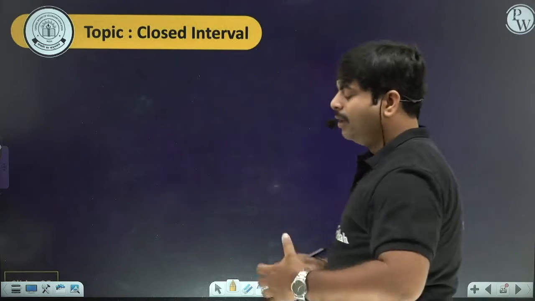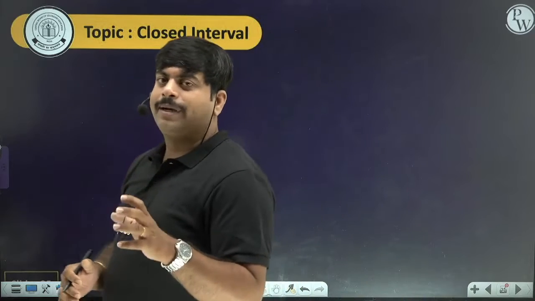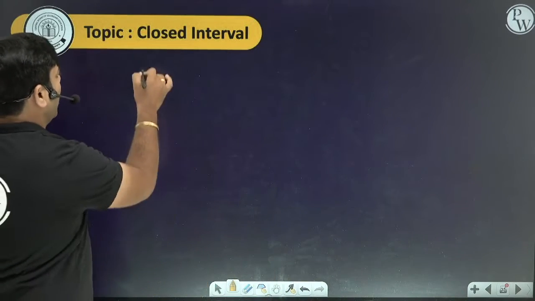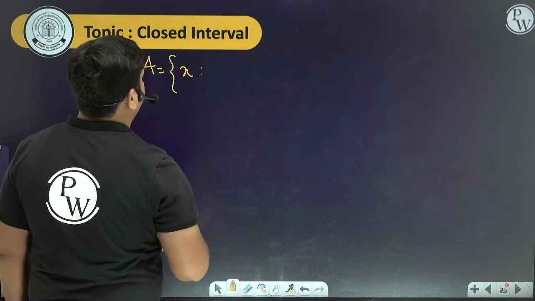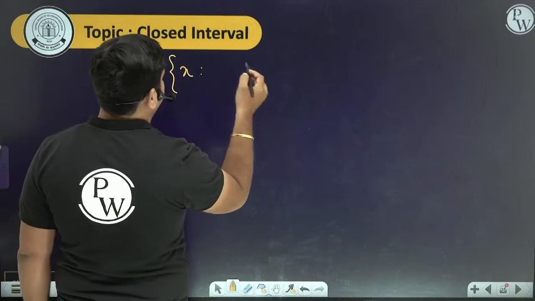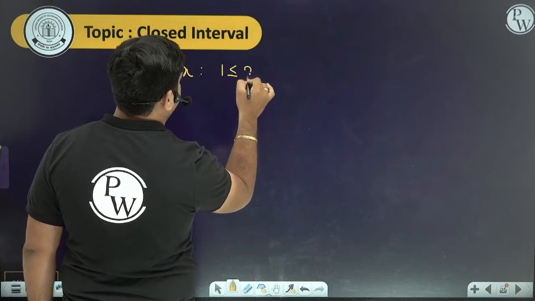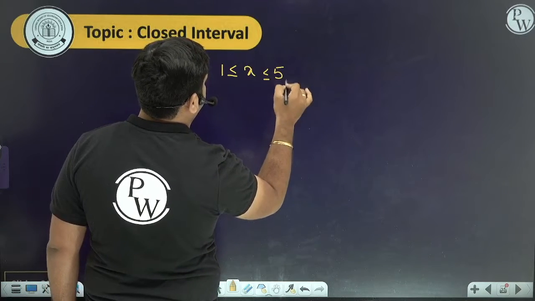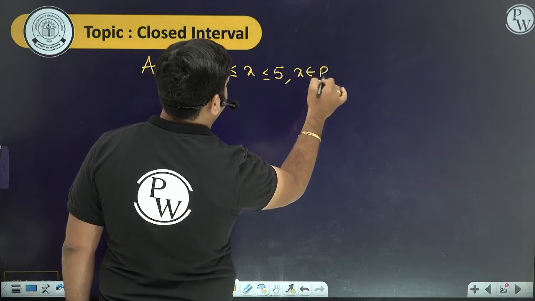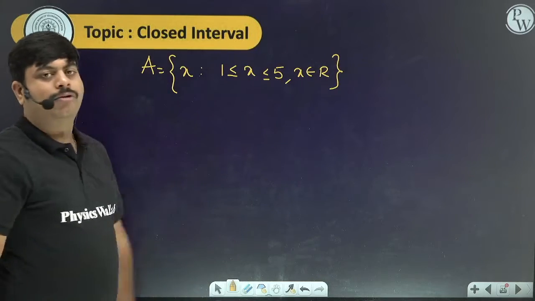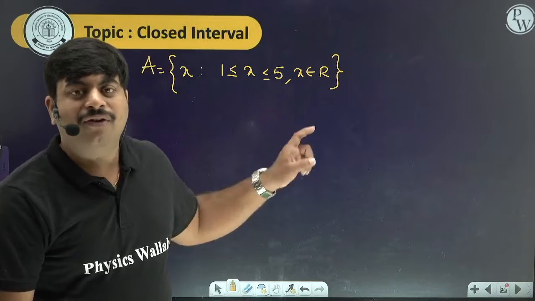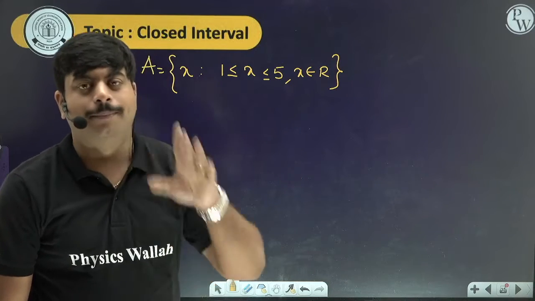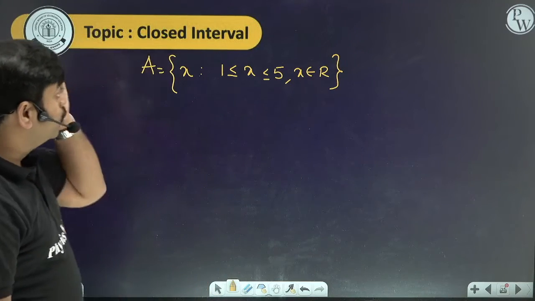So now if I have a statement like this, if I have a set like this, A is equal to the set of x such that x is a number satisfying 1 less than or equal to x less than or equal to 5, and x is a real number. So what I'm doing now, 1 and 5 should also be included, right?